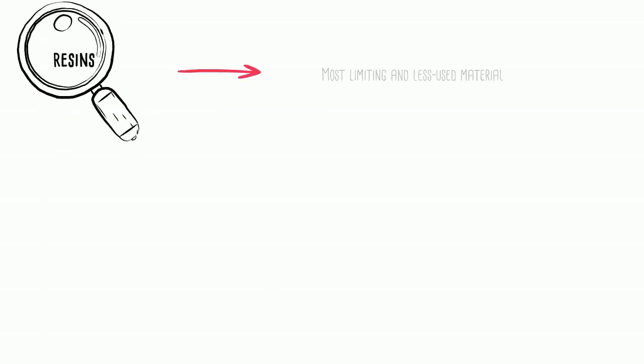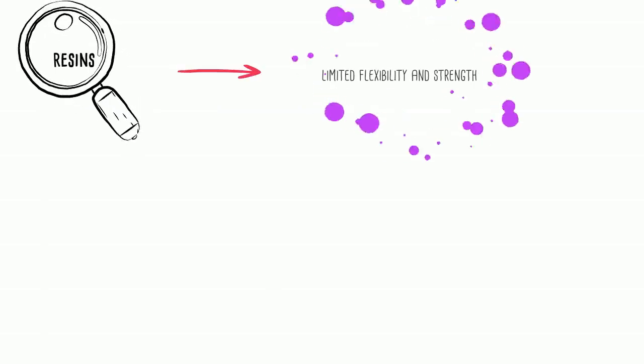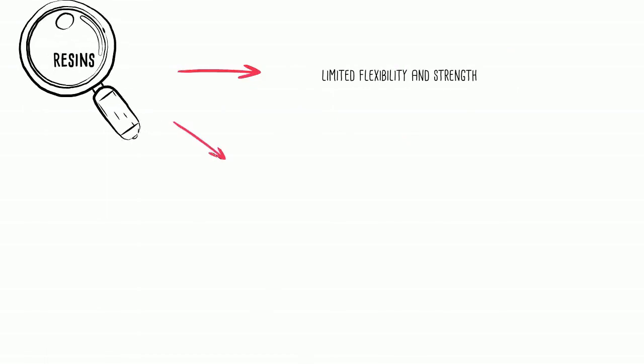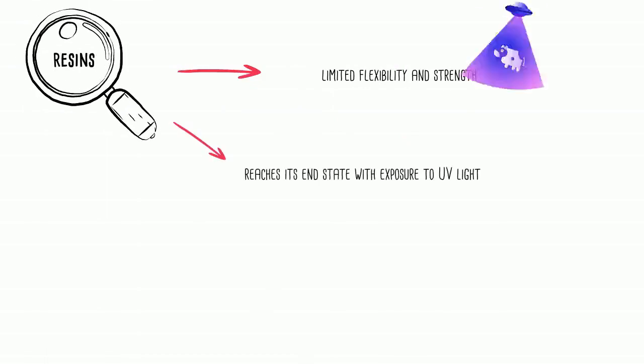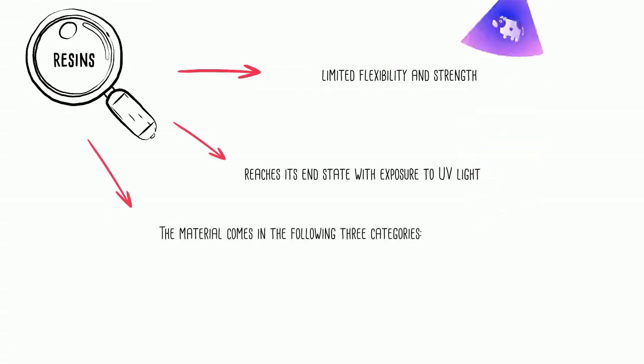Resin is the least used material, offering limited flexibility and strength, and reaches its end state with exposure to UV light. The material comes in high detail, paintable, and transparent resin.